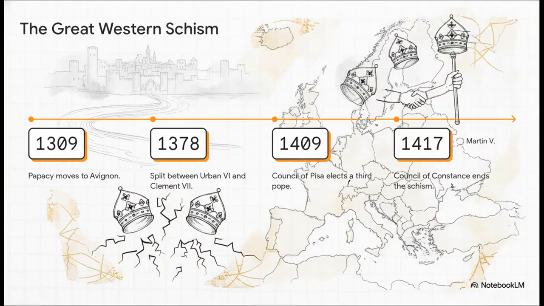Looking at how this played out, the papacy initially moved to Avignon in 1309, setting the stage for that massive split in 1378. Then came that disastrous Council of Pisa in 1409. Finally, this deeply fractured, totally chaotic era was put to rest in 1417 by the Council of Constance. They managed to successfully depose the competing popes and elected a single, unifying figure, Martin V. The schism was resolved and European borders stopped fracturing over who was the true pope.